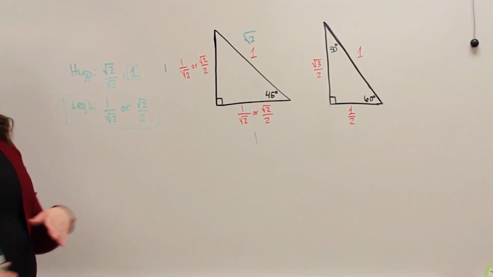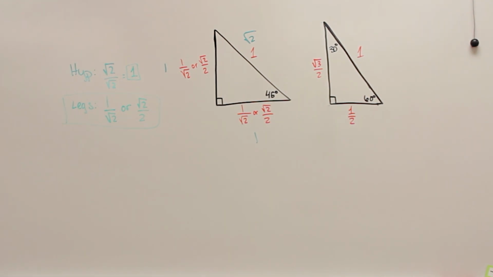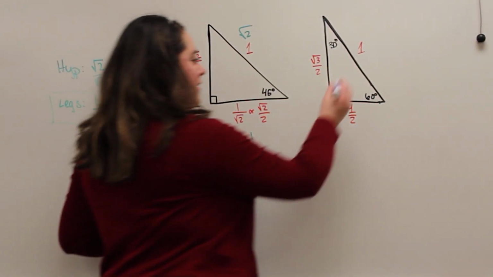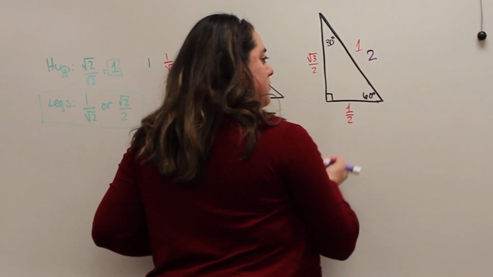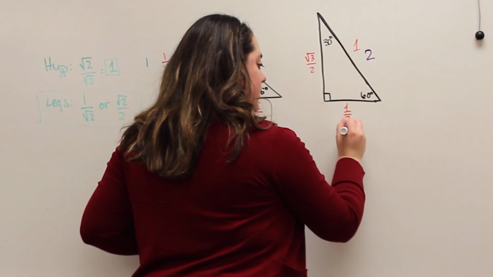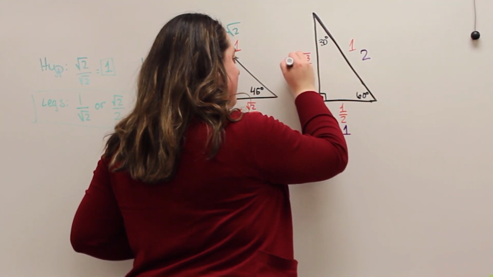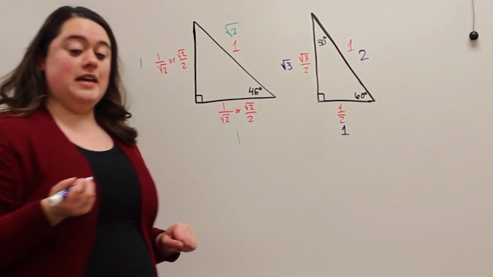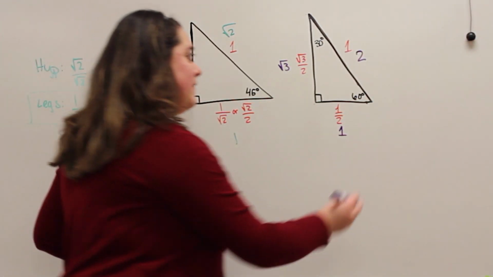It's a similar idea on our 30, 60, 90 triangle. But let me not use green, let me use a different color so that we can see the similarities here. So let's say instead of the red values, hypotenuse length was 2, the side opposite 30 was 1, and the side opposite 60 is the square root of 3. So it's the same idea.